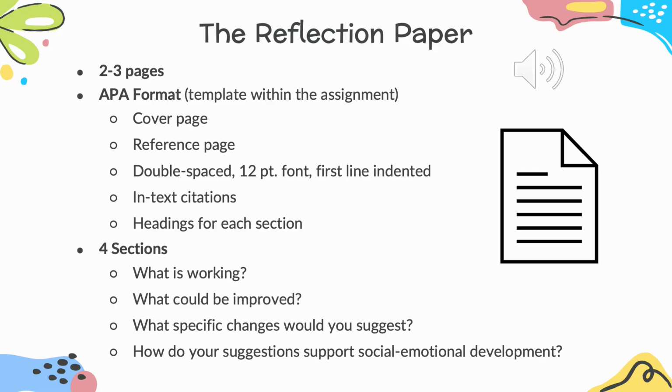A quick word on format. Your reflection should be written in APA 7th edition paper format. That means double space, 12-point Times New Roman, and a title page and a reference page. Make sure you reference the circle checklist and any other of the resources from the course.